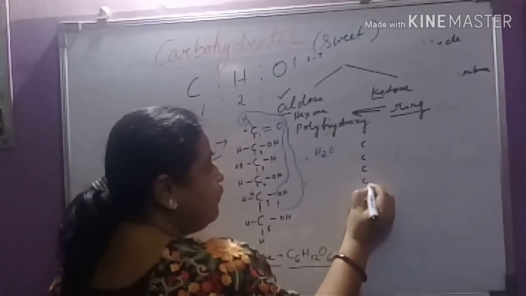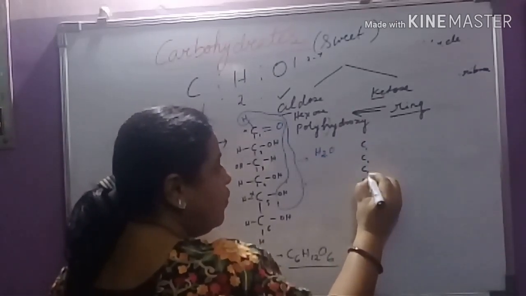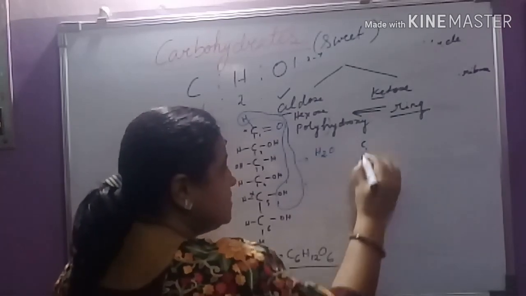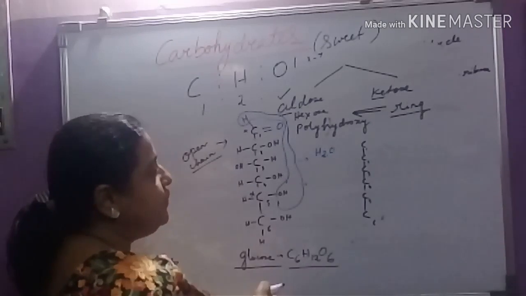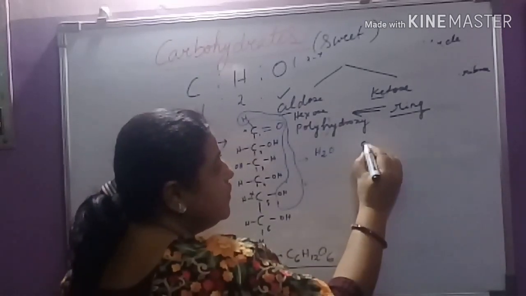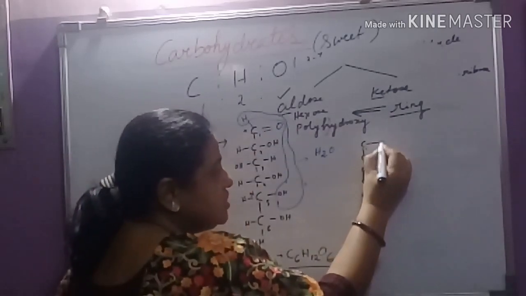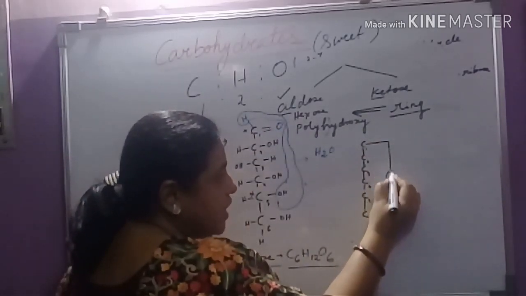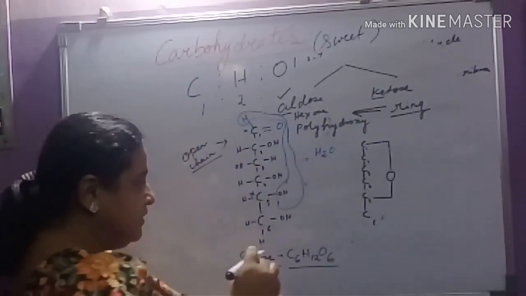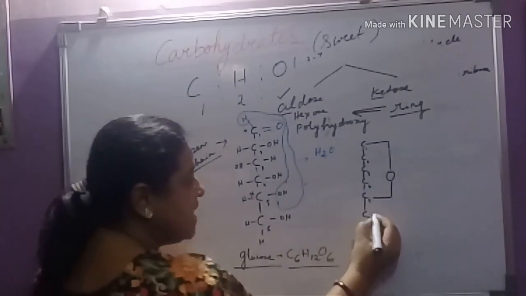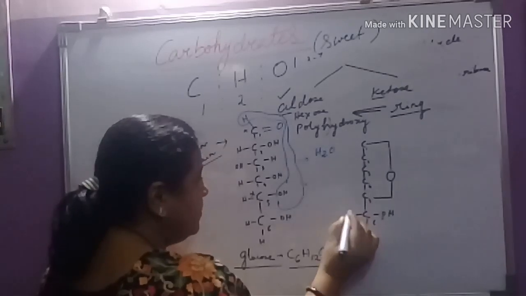Let us number 1, 2, 3, 4, 5, 6, and complete the backbone. Now let us concentrate on carbon number 1 and carbon number 5. In between you see there is an oxygen atom. This oxygen atom forms a bond between carbon number 1 and carbon number 5. Now look at carbon number 6. You see 6 has its groups intact. That is, we are just satisfying the valencies of carbon.